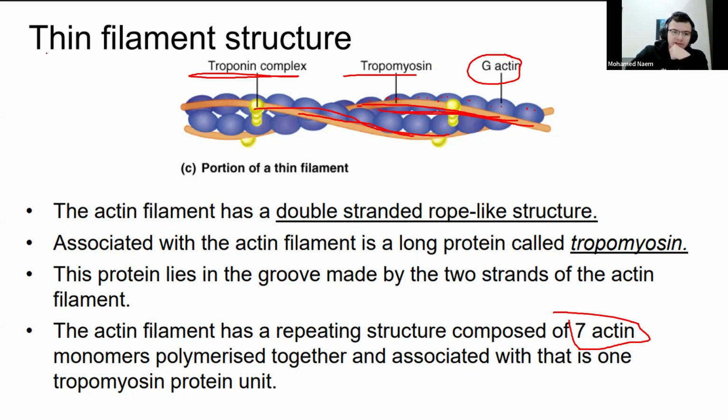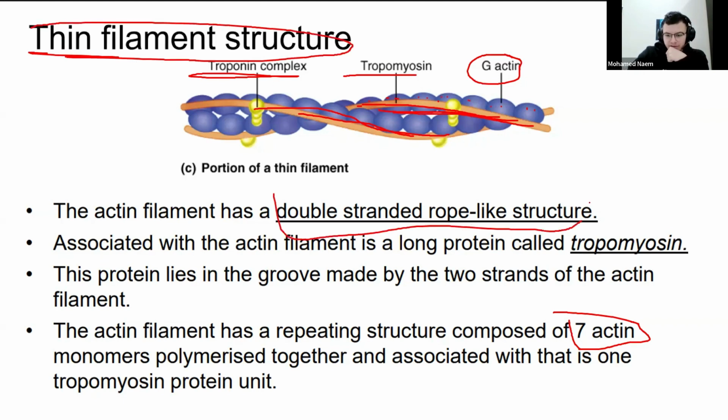You got to remember that obviously the thin filament structure is double strand. So as you see, this is 1 strand. This is 2 strands. So we have 2 tropomyosin with actins and with the troponin complex. So 2 strands. You got to remember this number because in the thick filament, it's different. It's not 2 strands.